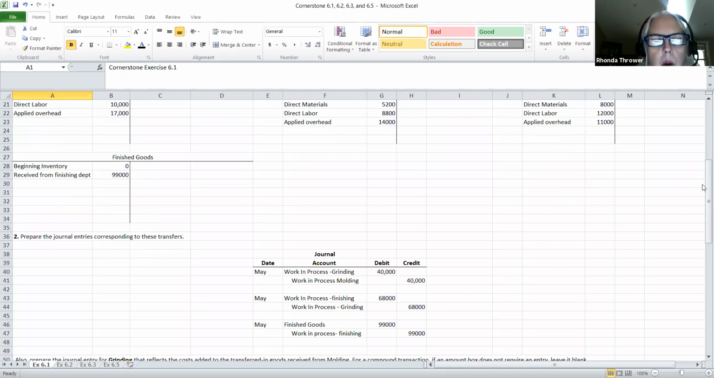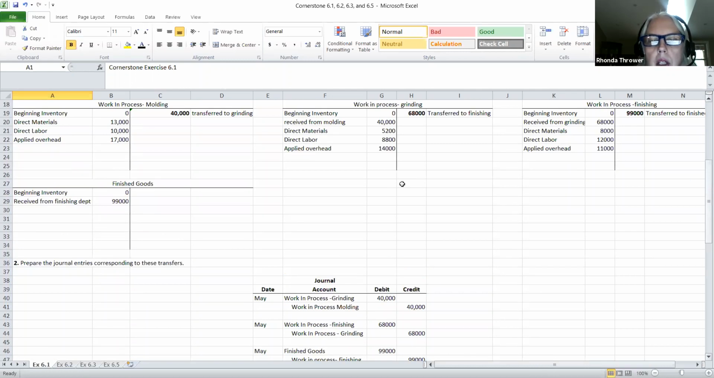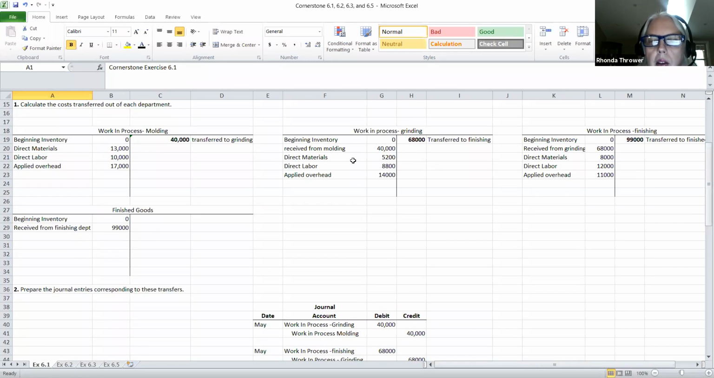In the second part of this problem, there was another part that they wanted you to do, and this only affected the grinding department. So they wanted you to prepare the journal entry for the grinding department that reflects the cost added to transfer goods in the molding department. In other words, they want you to have a breakdown of what's happened in the grinding department. If we look at the grinding department, you can see these are the things that happened in the grinding department.